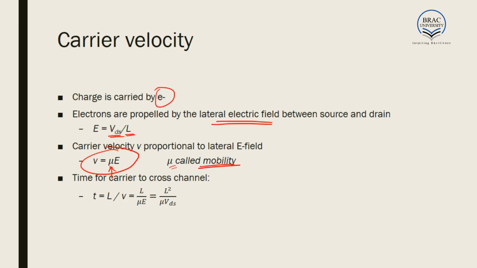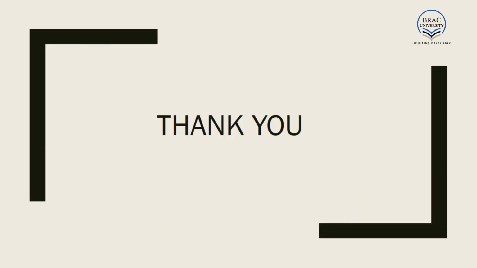Now, since V is equal to mu E, we know velocity is equal to distance by time. In this case, the distance is the channel length divided by time. From that, we get T is equal to channel length by velocity. Now, we have replaced velocity by mu E from this expression, and again we have replaced E by VDS by L from this expression. So we get time is equal to L square divided by mu VDS. This value of time will be required when we measure the current.